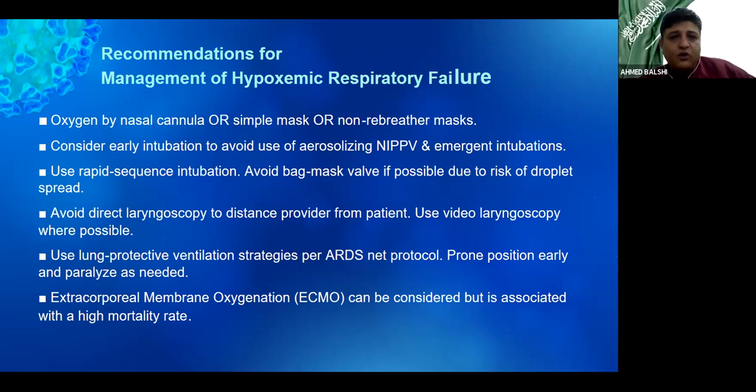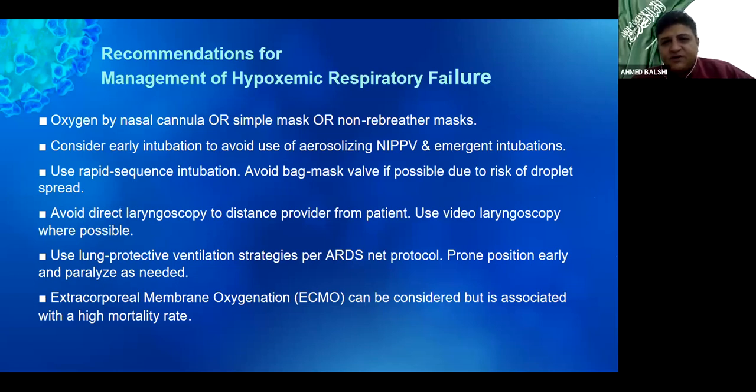What are the recommendations for management of a patient with pneumonia and hypoxic pneumonia with respiratory failure? Always start with oxygen by nasal cannula, simple face mask or non-rebreathing mask. Consider early intubation to avoid the use of non-invasive mechanical ventilation or emergent intubation.